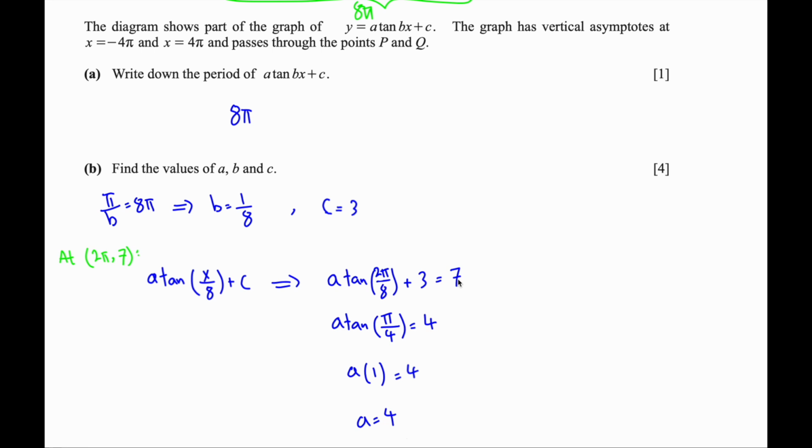So the y coordinate of Q is 7, the x coordinate is basically 2 pi, and when you plug in, you get A tan pi over 4 equals 4 after moving 3 to the other side. And tan pi over 4, that's a famous angle, that's 45 degrees, whose tangent is 1, therefore A is 4.